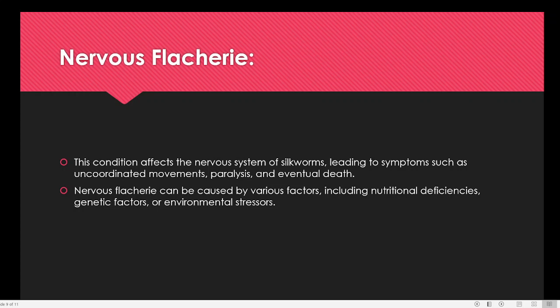this is known as a nervous flacherie. Slight difference is that some nerves are primarily affected, resulting in improperly coordinated movements, paralysis, and an early death of the silkworm. So nervous flacherie is caused by several factors, including nutritional deficiency. That is one factor. Then genetically genes may be responsible. Then environmental factors can be responsible. So multiple reasons are there for the occurrence of nervous flacherie.